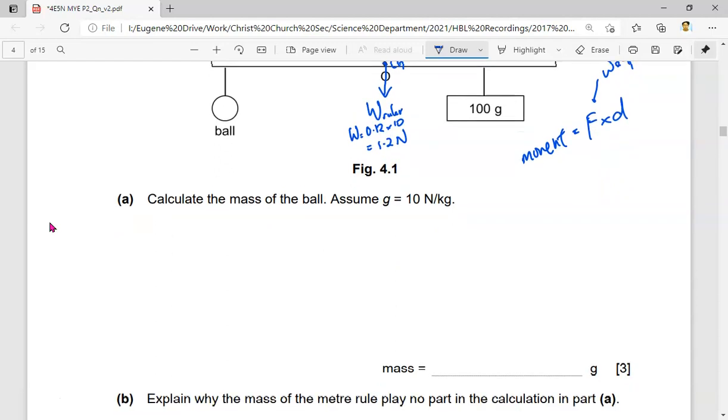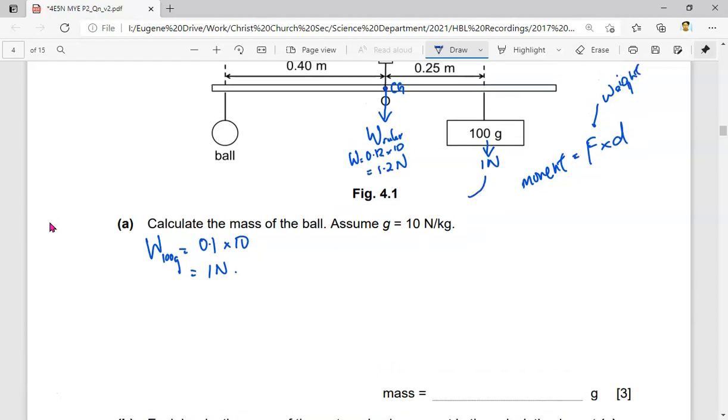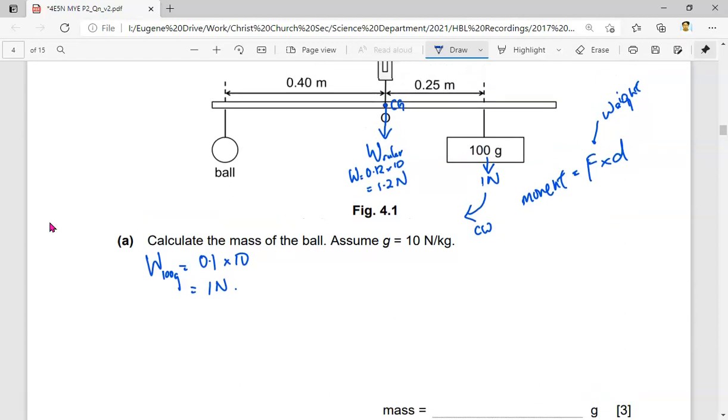So let's start off simple first. 100 grams, let's convert it to weight. So the weight of 100 grams is equal to 0.1 multiplied by 10, so it's 1 Newton. So I know that there's a 1 Newton force here. Okay, and what kind of moment will this generate? It will generate a clockwise moment. I know there's the weight of the ball over here.